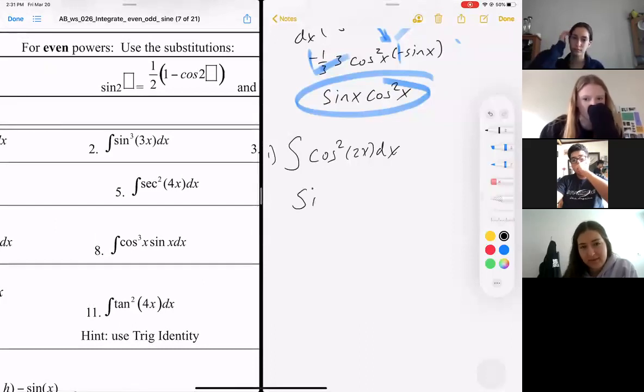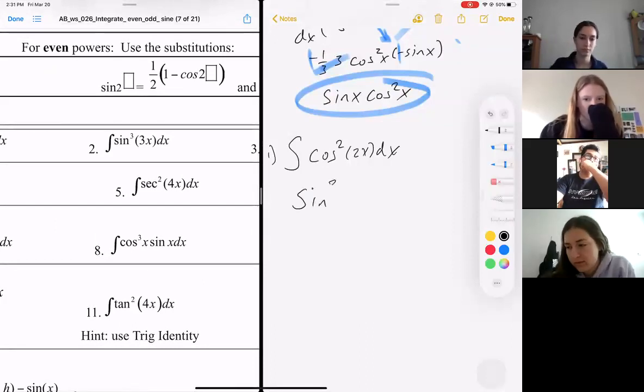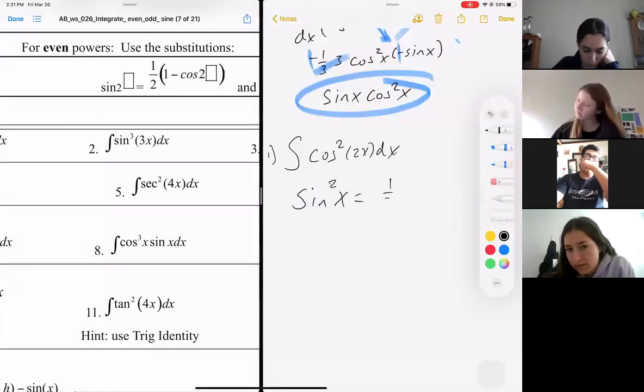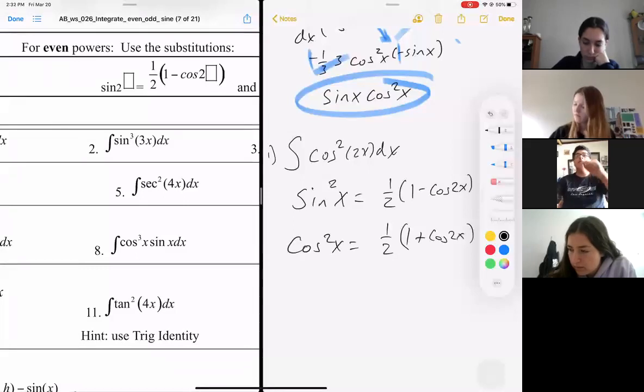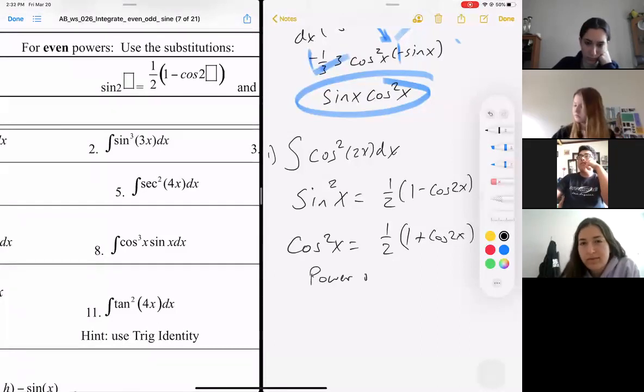But here are some identities that we need to worry about. Here's identities you guys want to know. Sine squared x is equal to 1/2, or rewriting, 1/2 of 1 minus cosine 2x. And cosine squared x is equal to 1/2, 1 plus cosine 2x. This is called power reducing.